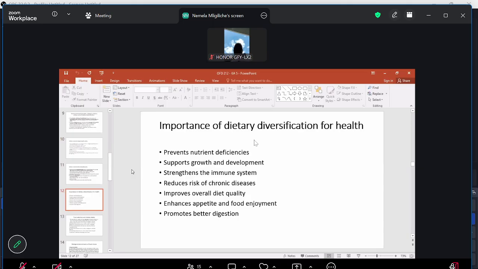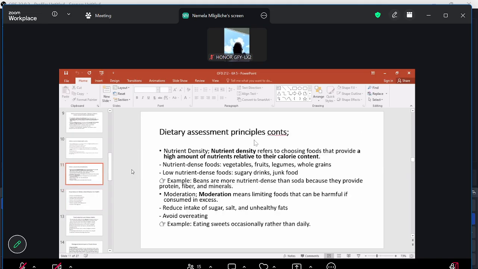Okay, now let's look at the importance of dietary diversification. Can you tell me what is the importance of dietary diversification for health? Are you a volunteer? Another volunteer? Tell us, there are so many importances. Please.